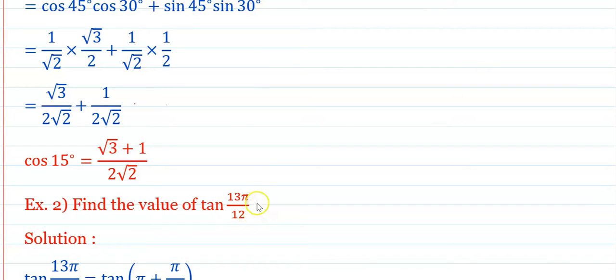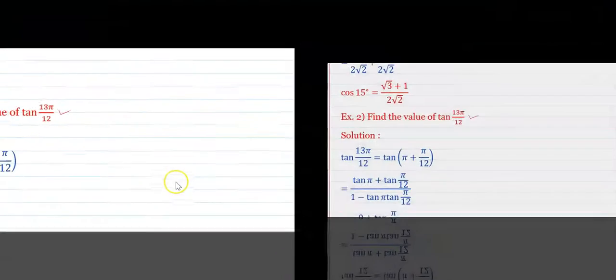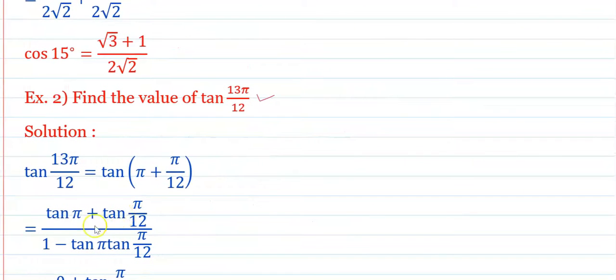Next, the value of tan of 13 pi by 12. Okay. Tan of 13 pi by 12 can be written as tan of pi plus pi by 12. If we divide 13 by 12, the first division goes once. Therefore it is pi plus pi by 12, and if simplified, 13 pi by 12. Okay. Now here we will apply the tan of a plus b, tan a plus tan b upon 1 minus tan a into tan b.